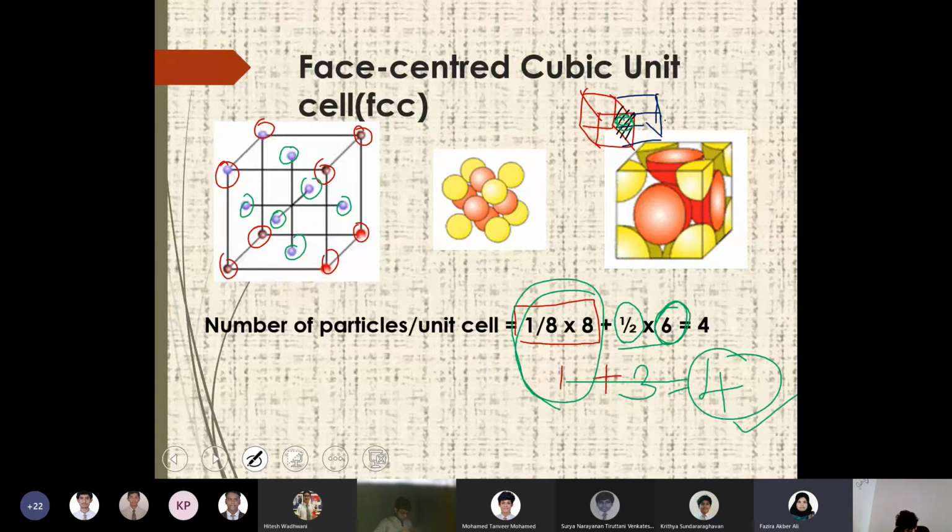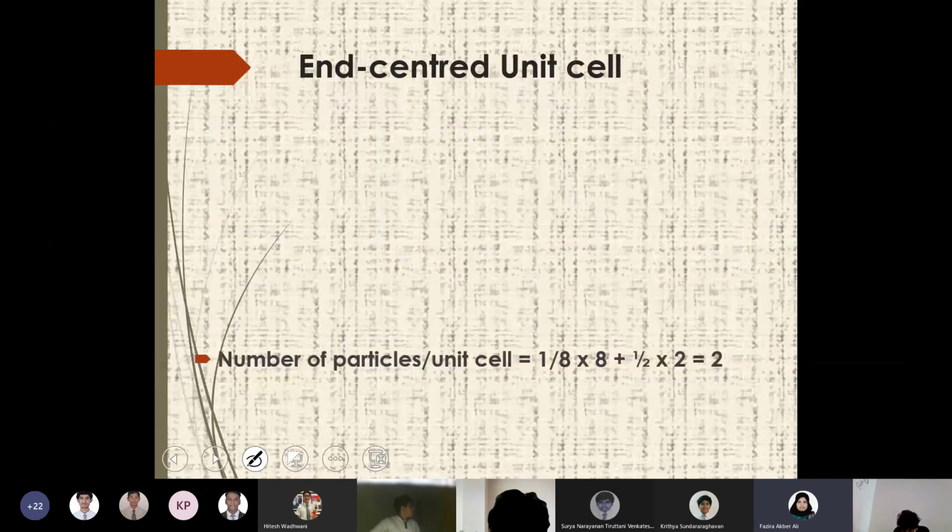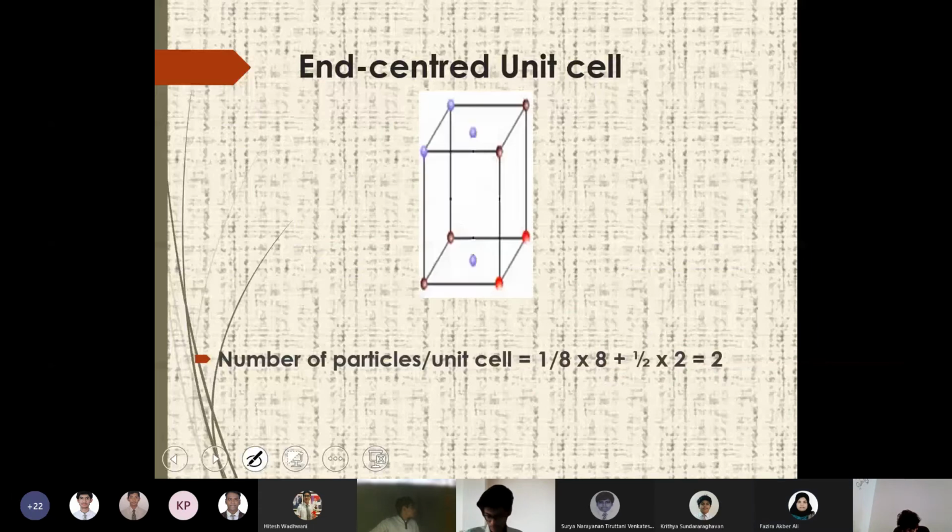If not clear, please let me know. Otherwise, I'll just assume that it's clear to all of you. So it is clear, right? Yes, ma'am. Okay. The last and final centered arrangement is the end-centered arrangement.